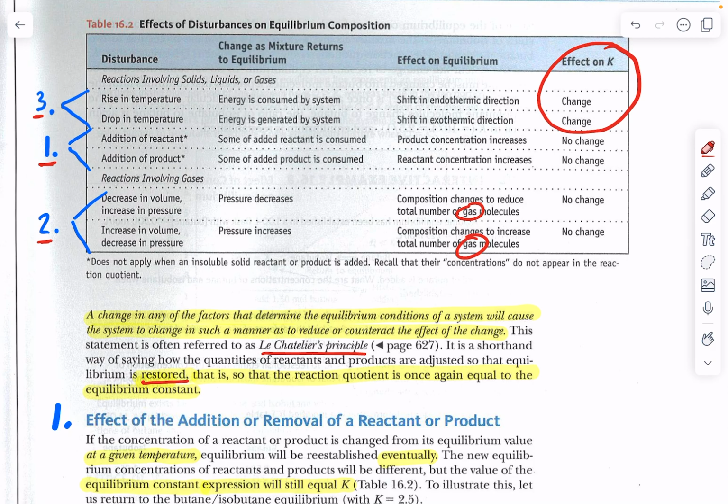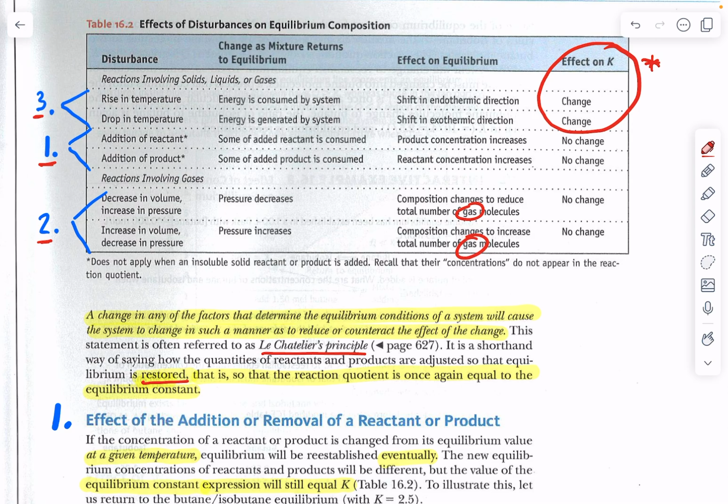And here, something that's very important, test question. The only thing that affects the equilibrium constant is going to be when you change the temperature. It turns out that when you change the quantity of reactant or product either way, or change the pressure or volume of a system at equilibrium that involves a gas, it actually does not change the value of K.